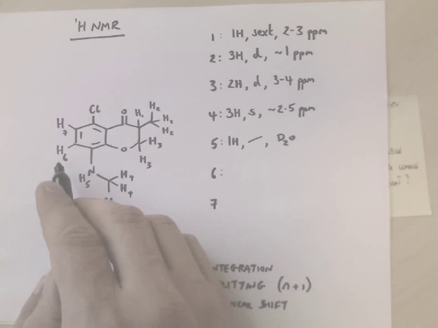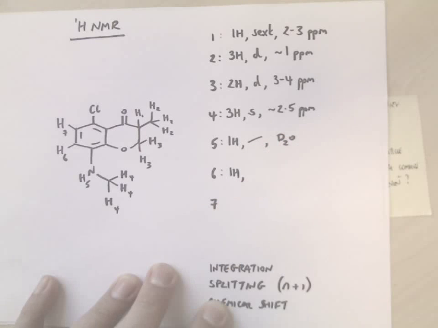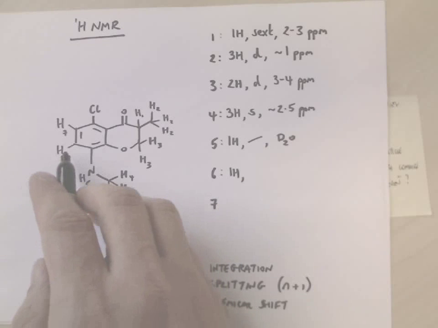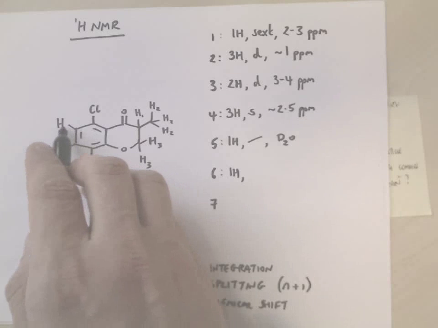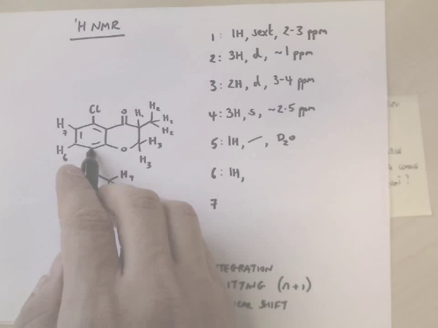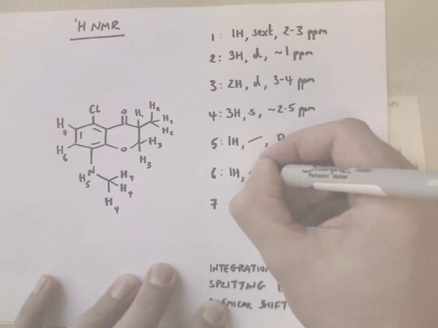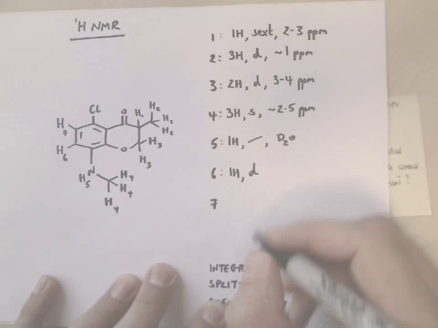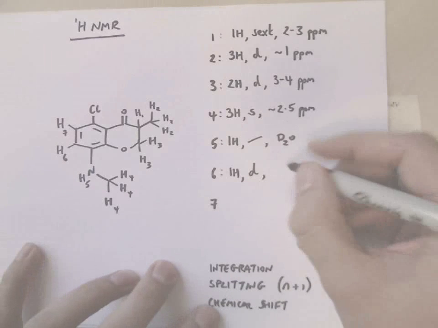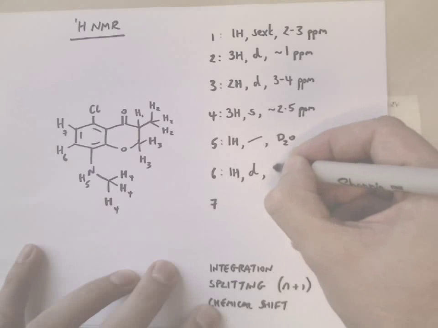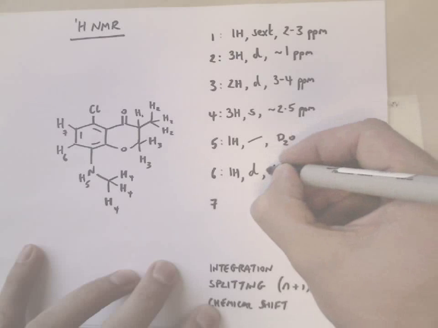So for example, proton 6 here, there is just one of them, so it integrates to 1H. There is a carbon that it's attached to. On the neighbouring carbon there is a proton, but there are no protons on this carbon. So there's only one neighbour, so 1 plus 1 is 2, so that will give you a doublet. And again, if you're just asked for the range, you would put maybe 6 to 8 ppm, something like that.